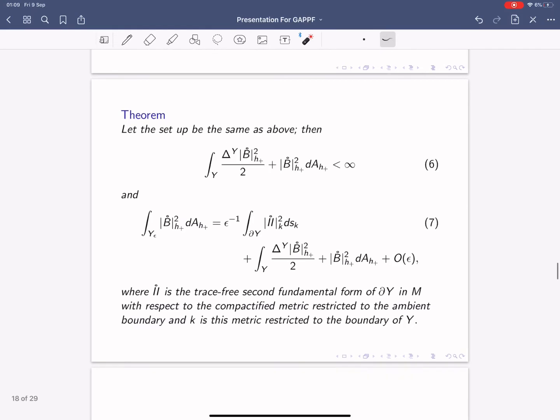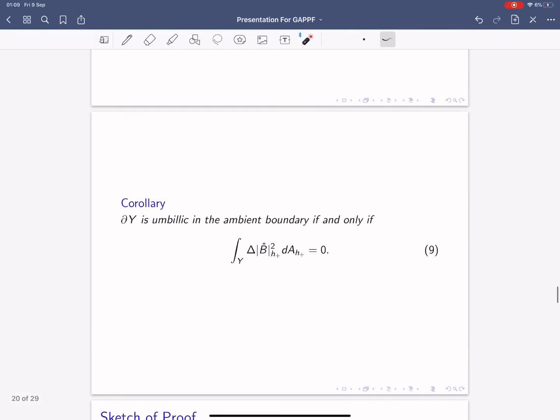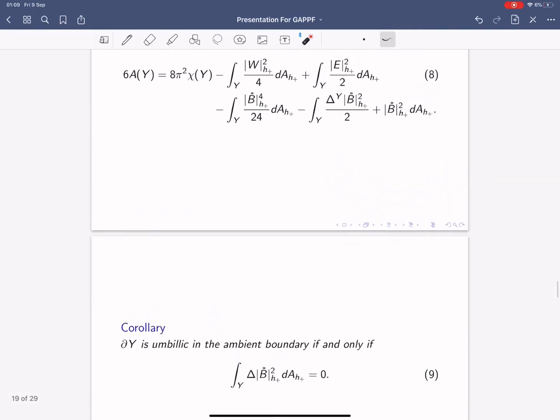So that then allows us to write the following. The formula before that involved the finite part of this L2 norm for the second fundamental form can actually be written like this, which is very nice because now these are all just integrals on Y of certain quantities that are understood. And a nice corollary is that the boundary of Y is umbilic within the ambient boundary if and only if this integral vanishes. Otherwise it diverges.